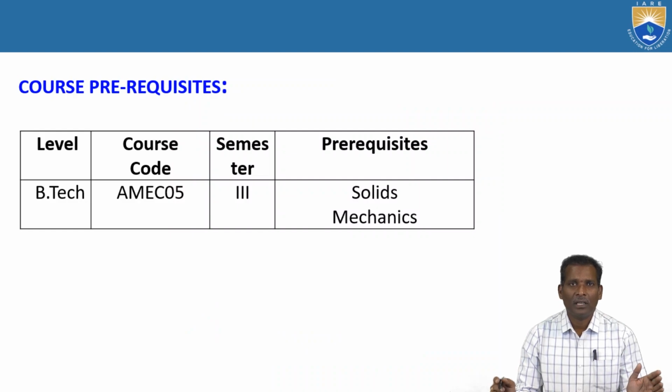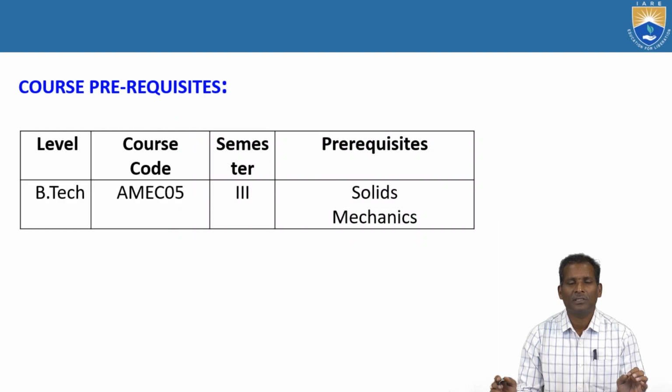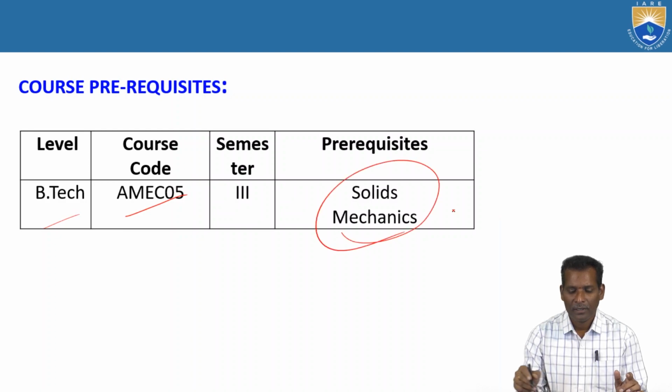Now, what are the course prerequisites? In the earlier semesters, what subjects have you learned before studying this subject? In the 4th semester you are going to learn design of machine elements. Before that, you should know some principles and basics related to this design course, which you studied in the 3rd semester. That is a prerequisite. The course code is MEC05 and the prerequisite subject is solid mechanics.